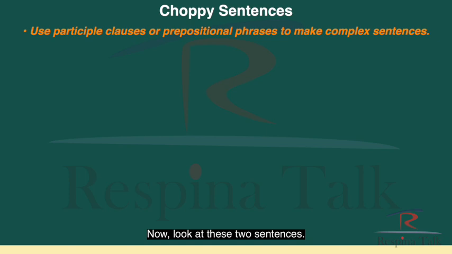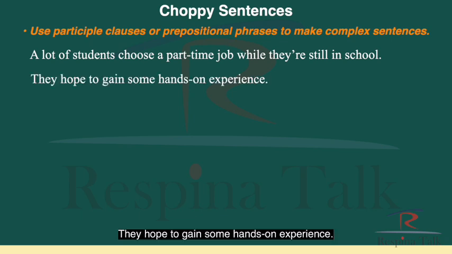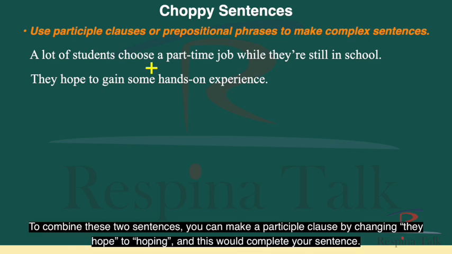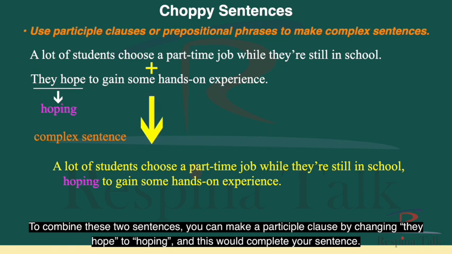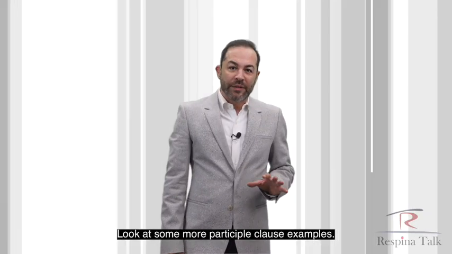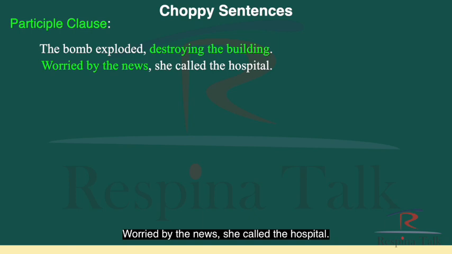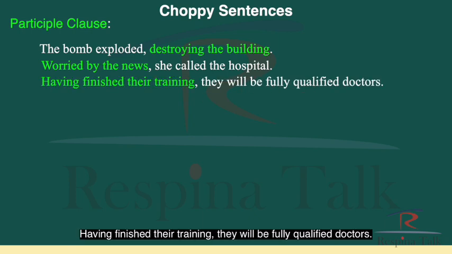Now, look at these two sentences. A lot of students choose a part-time job while they're still in school. They hope to gain some hands-on experience. To combine these two sentences, you can make a participle clause by changing "they hope" to "hoping," and this would complete your sentence. Look at some more participle clause examples. The bomb exploded, destroying the building. Worried by the news, she called the hospital. Having finished their training, they will be fully qualified doctors.